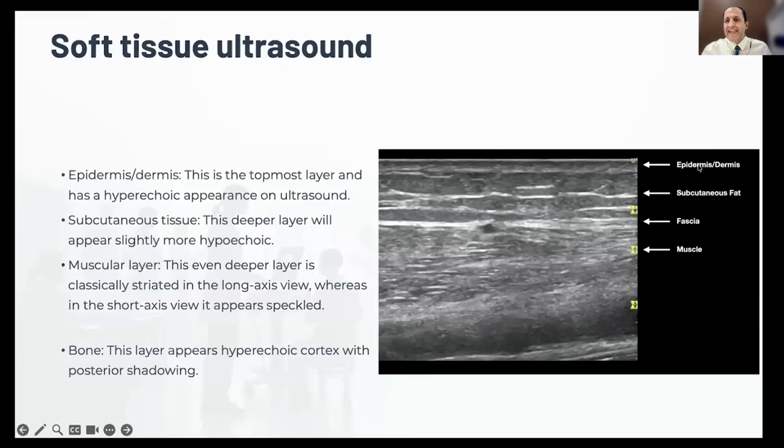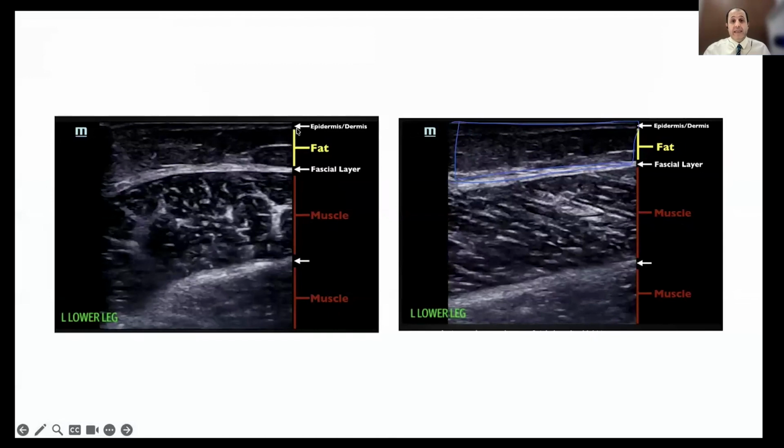The first layer is a very thin hyperdense layer, the epidermis and dermis. Below that there is subcutaneous fat with some hyperdense structures inside it, and then fascia, and then the muscle. And then you have bone, very hyperdense with posterior shadowing. So the normal ultrasound finding is epidermis, dermis, fat, fascia layer, and the muscle.